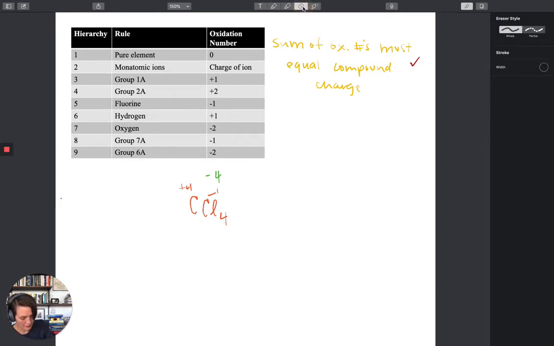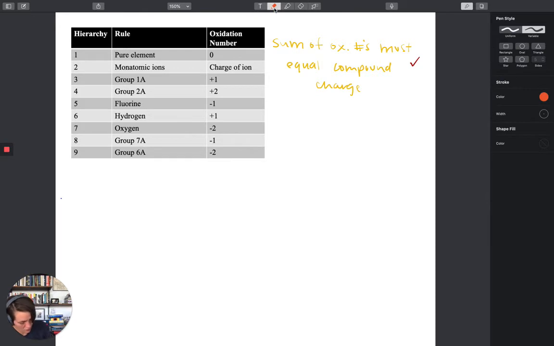Group 6A. Group 6A is going to have a charge of negative 2, so let's say it's PbS2. It's negative 2. Total charge of negative 4. What does that mean that my lead has to be? It has to be whatever it needs to be in order to obey our golden rule. So that's going to be a positive 4, because positive 4 plus a negative 4 equals 0.